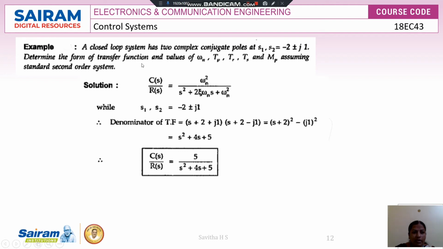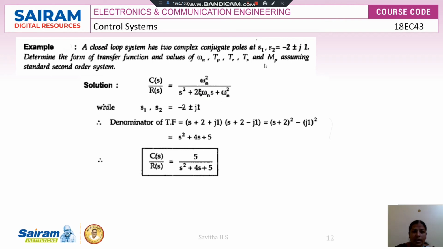Determine the form of the transfer function and the values of omega n, the damping factor, peak time Tp, rise time Tr, settling time Ts and maximum overshoot Mp, assuming a second order system. First we need to find the transfer function, that is C of s by R of s is equal to omega n square divided by s square plus 2 zeta omega n s plus omega n square.